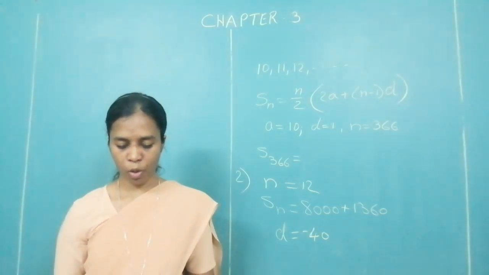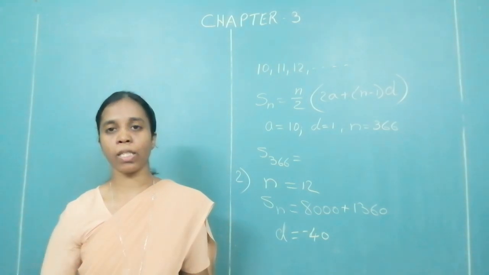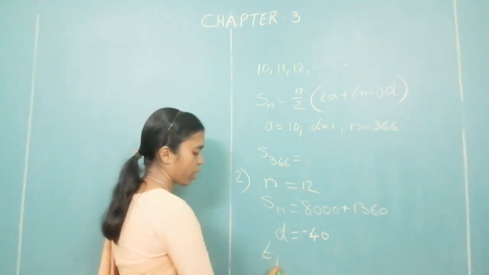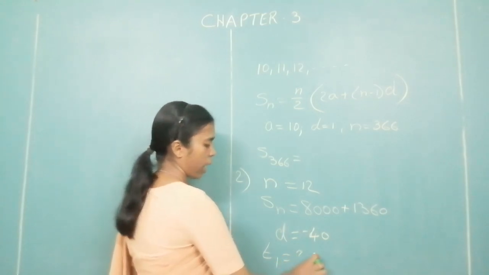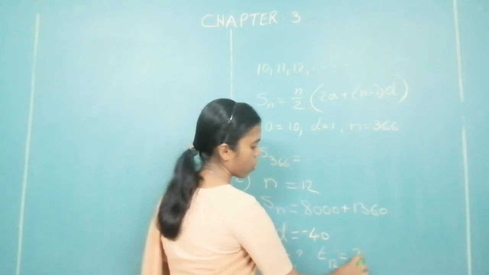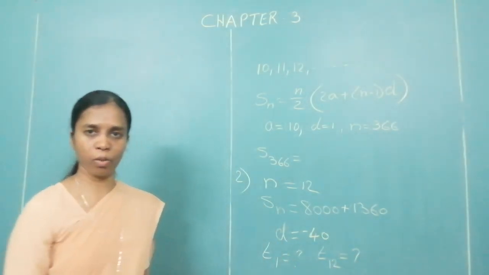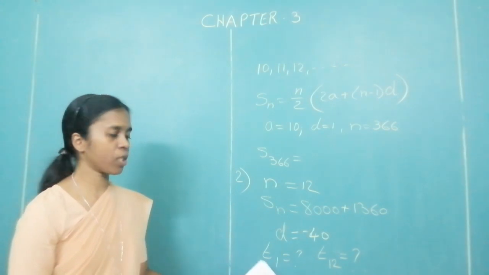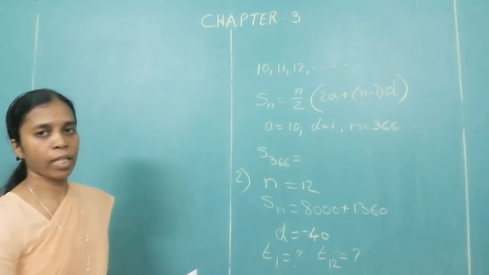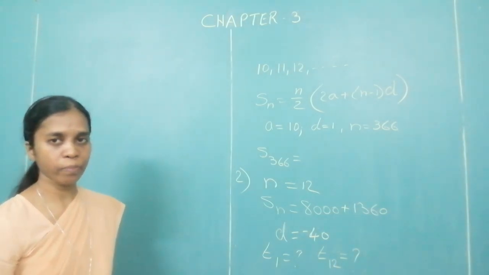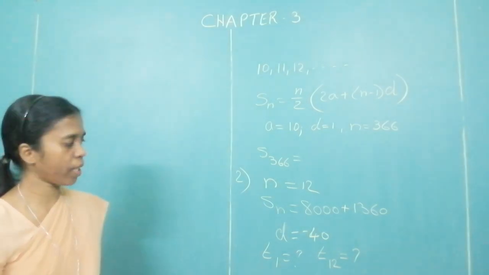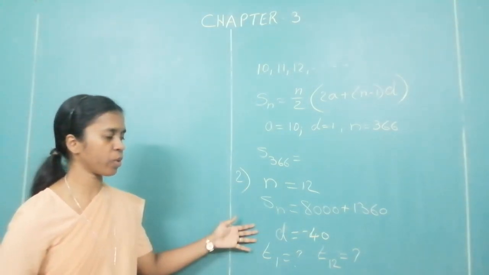Find the amount of the first and the last installment. So what are you asked to find out over here? You have to find out T1 and also the last one. Which is the last one? n is 12, that is T12. These are the things you have to find out. What is the first and what is the last installment? Now, how will you find out the first and the last installments? Look at the question and see how you can find out the first and the last.